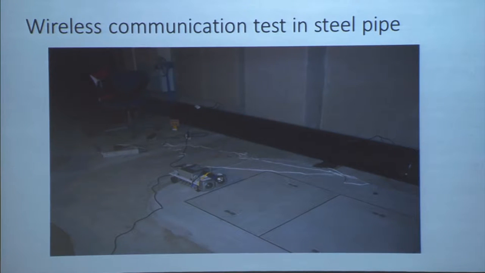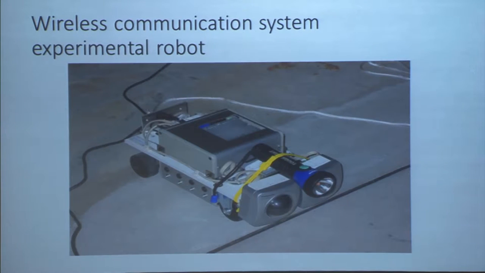Next, this shows a wireless communication test in a steel pipe. This is an indoor test, okay? This is a steel pipe. Okay, this is a robot. In the robot, we need some light, so this is the light, okay? And okay, this is the same robot, the same robot with this light.